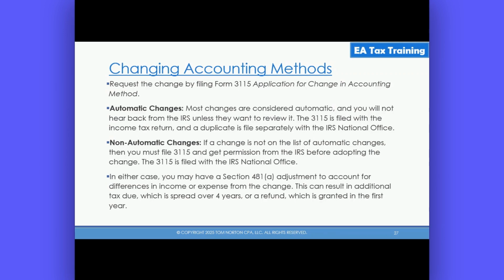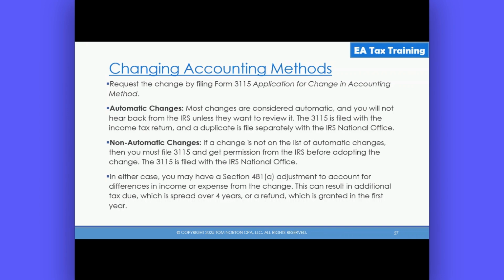In addition to that, you are going to send a duplicate to the IRS National Office. And again, the instructions to the form tell you how to do that. So with an automatic change, you're not going to hear back from the IRS unless they want to review it. You can just assume that you're good to go, attach the 3115 to your tax return, send a separate copy to the IRS National Office, and as long as you never hear back, then you just change your accounting method and everything is good.